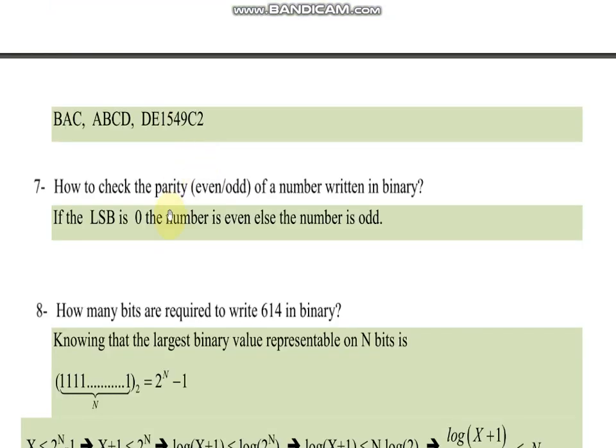How to check the parity, even or odd, of a number written in binary? We check the LSB, the least significant bit, the first bit on the right. If it's 0, the number is even, otherwise it is odd.